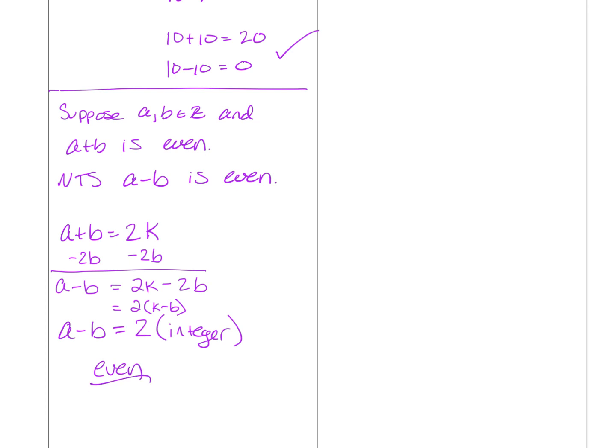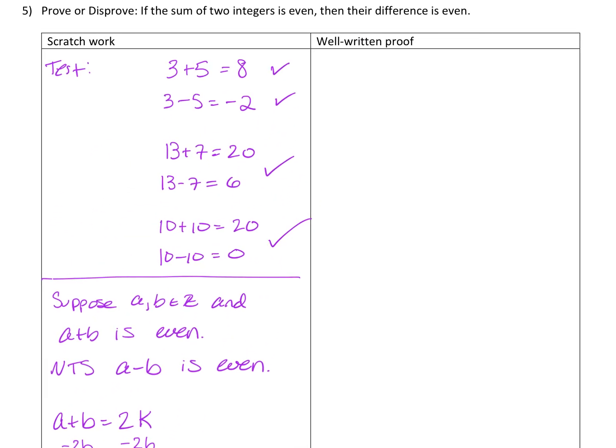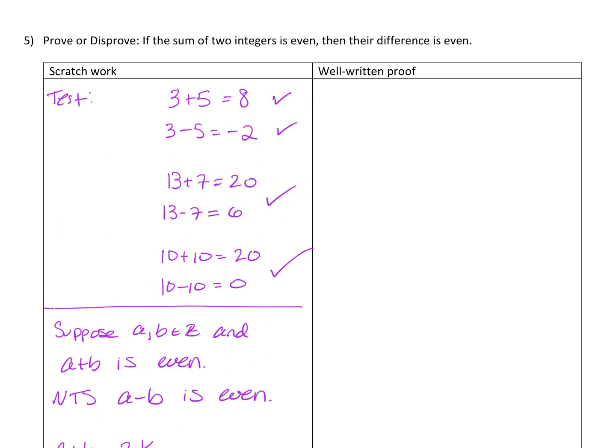I still have to write a nice proof where I explain all the details, right? I have to say k is an integer. I have to explain what I'm doing here with this algebra, why I'm allowed to do that. So I have a bunch of extra things I need to write, little details that just went through my brain so quickly that I didn't write them down. So now I'm going to write it all down formally in a well-written proof.